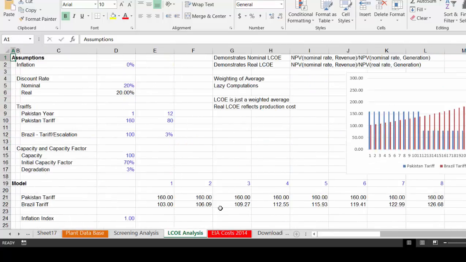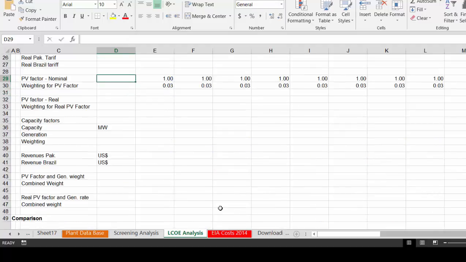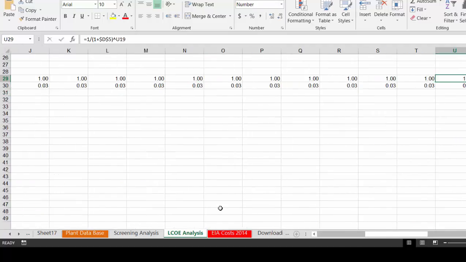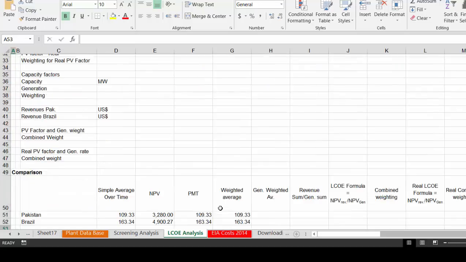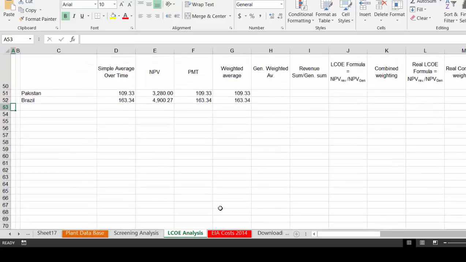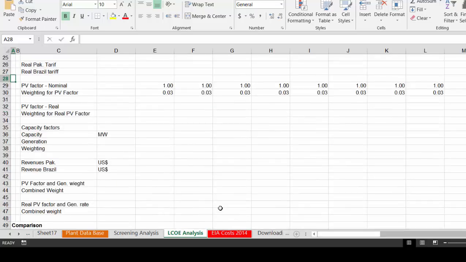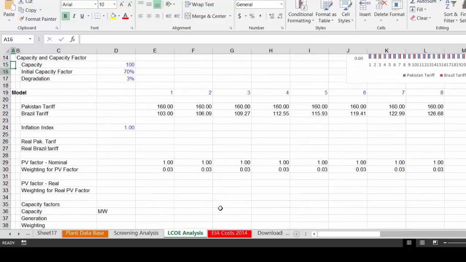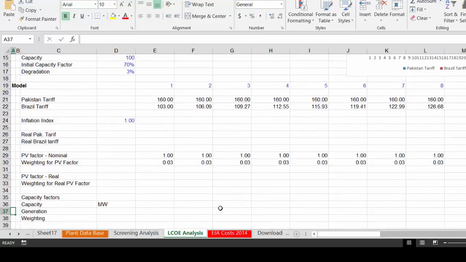Now I'm going to put the discount rate back to 0, and when I put the discount rate back to 0, then the weighting is exactly the same in each period. And since the weighting is exactly the same in each period, the simple average and the weighted average are exactly the same.